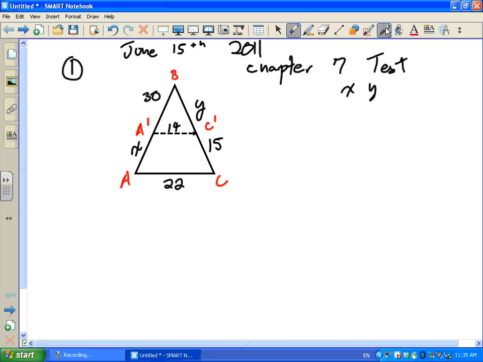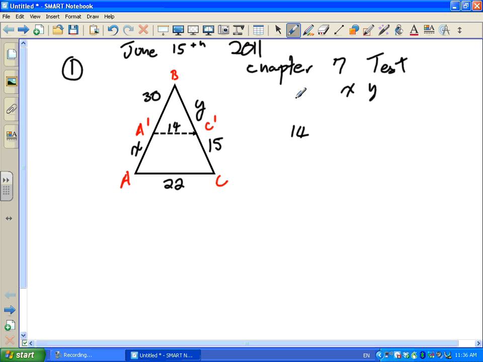There's triangle ABC, which is the larger of the two. And then there's triangle A1, B, C1, which is the smaller of the two. Okay? Now, first off, we're going to solve for X, and then I'm going to solve for Y. X is the easier of the two. Now, remember, there is a common ratio here. We know that the smaller triangle, 14, okay?